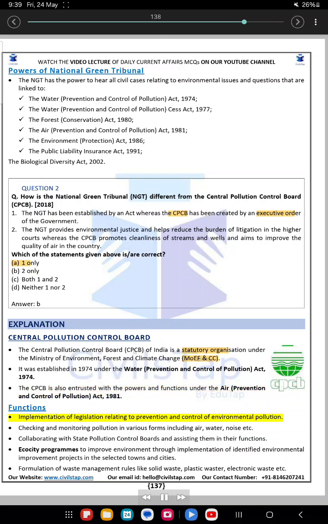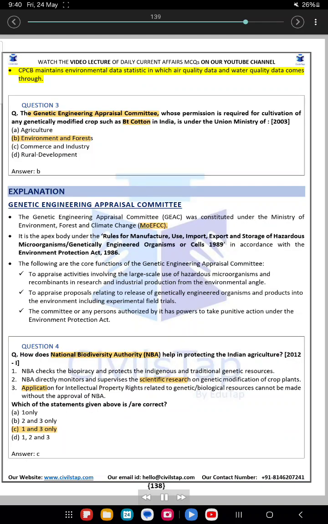Functions: Implementation of legislation relating to prevention and control of environmental pollution. Checking and monitoring pollution in various forms including air, water, noise etc. Collaborating with state pollution control boards and assisting them in their functions. Ecocity programs to improve environment through implementation of identified environmental improvement projects in the selected towns and cities. Formulation of waste management rules like solid waste, plastic waste, electronic waste etc. CPCB maintains environmental data statistics, in which air quality data and water quality data come through.